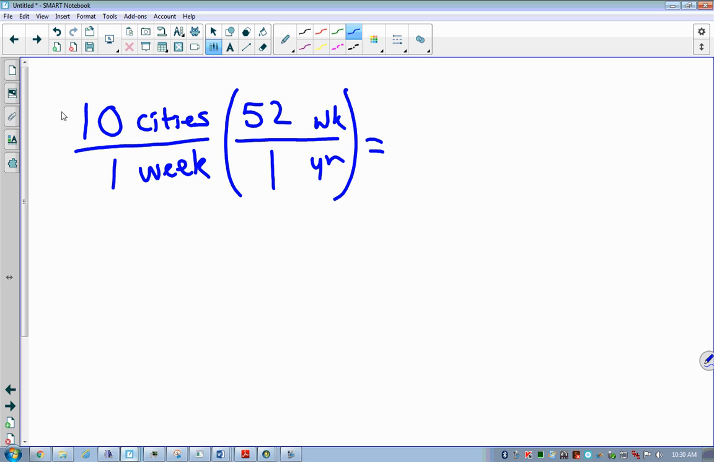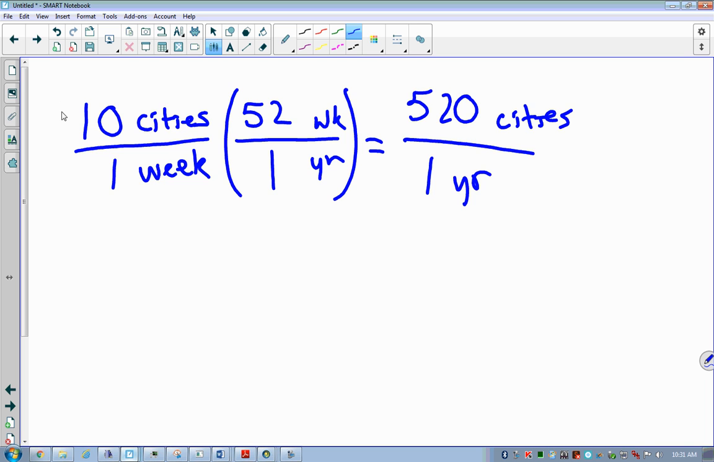That's it. I don't need to convert cities. So this is per 1 year. I'm just doing 10 times 52, right? So we should get 520 cities per 1 year. And so I'm going to say that James gets around. 520 cities in a year, that's way more than a city a day.